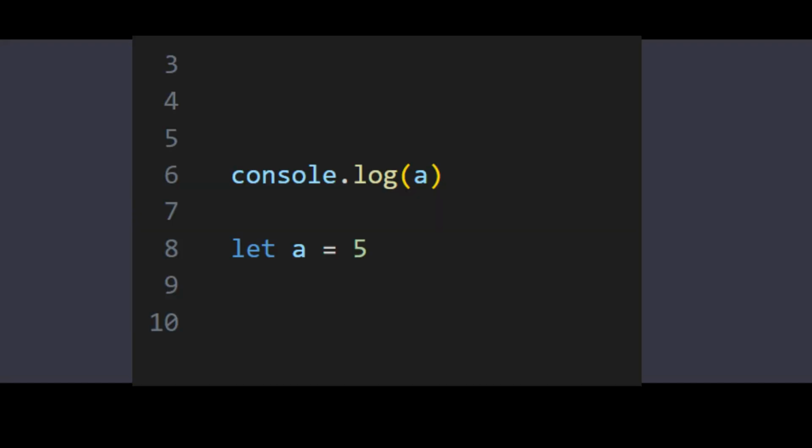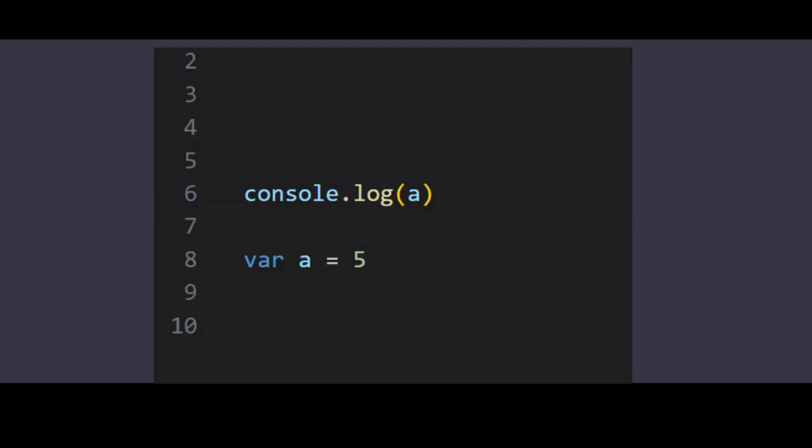I'm sending you another example. What will be the output of this? It will give us an error, because due to the scope we can't access let and const declared variables before they are defined. So the concept of hoisting works here, but with the var type of keyword we will get the value undefined.